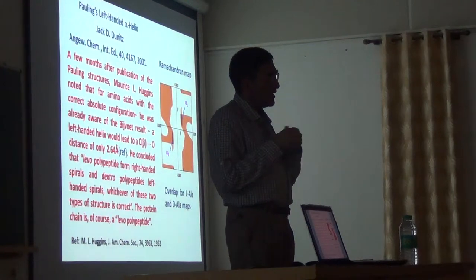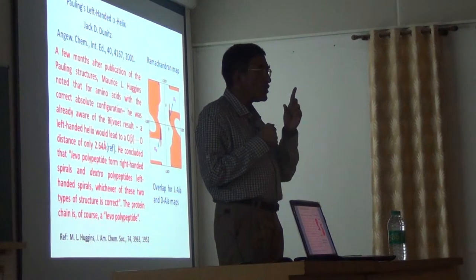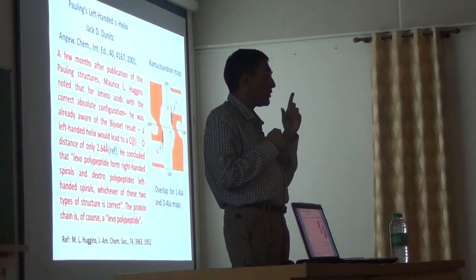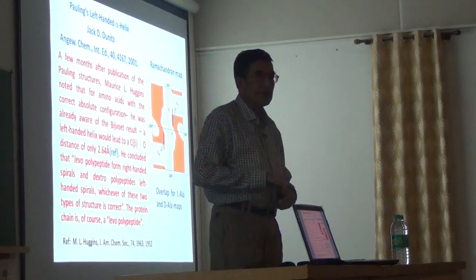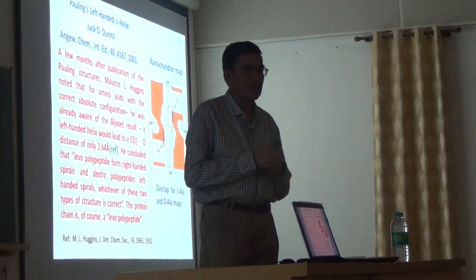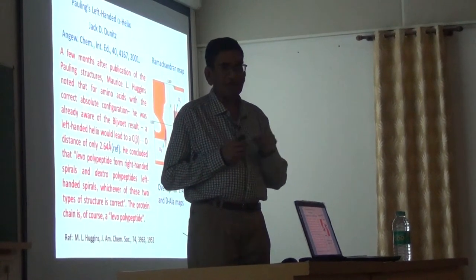Very clever man. He knew intuitively that there must be a problem here. So he drew all the structures for polyglycine, which is an achiral amino acid, and therefore he didn't draw a single polyalanine structure, he drew only polyglycine structures, so he was strictly correct.